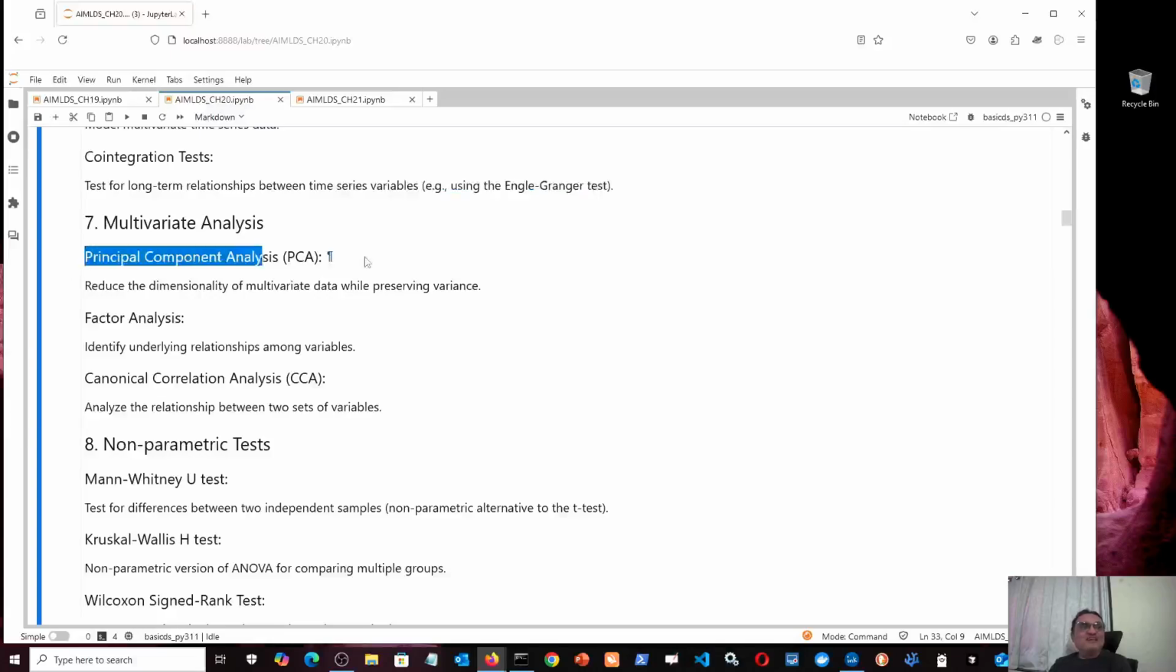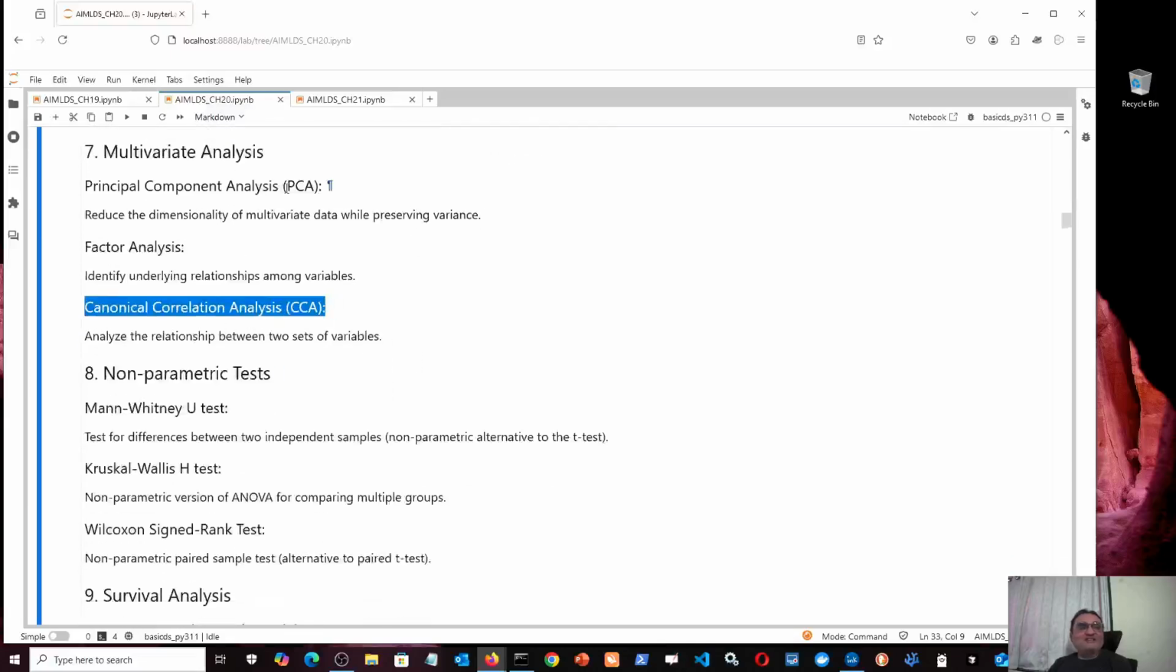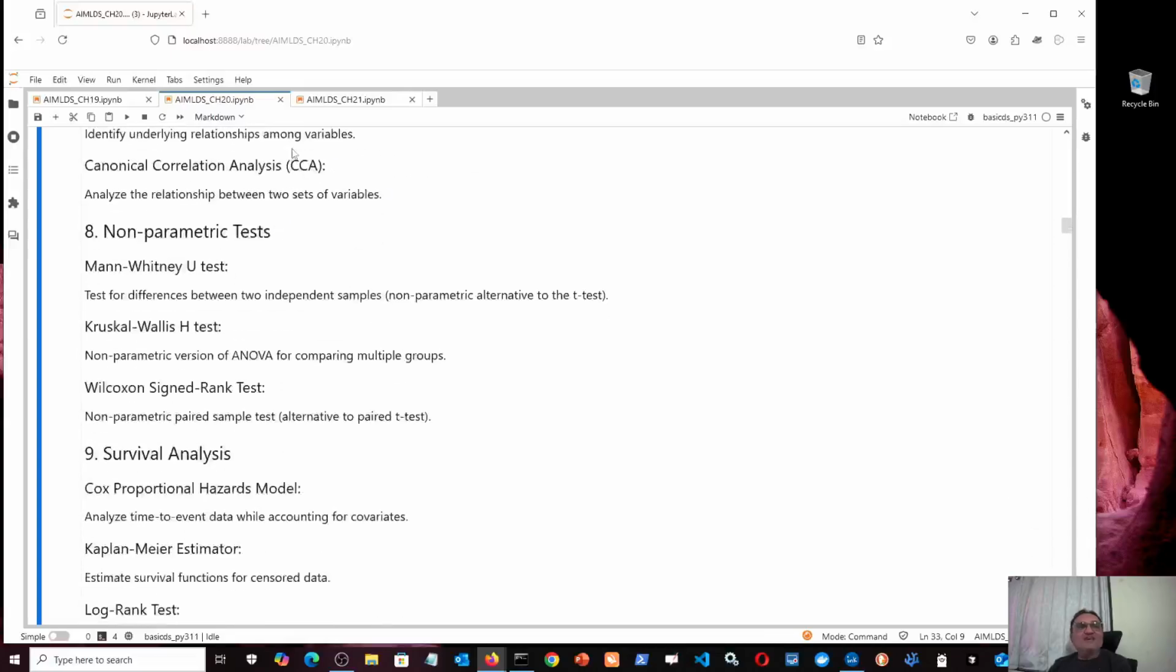Now, multivariate analysis. Here I will not go into the discussion of this, because we are going to do this in much more detail. Any data science course will remain incomplete without principal component analysis or multivariate analysis. So we will do it in detail: principal component analysis, then factor analysis, and canonical correlation analysis. These are called PCA, FA, and CCA.